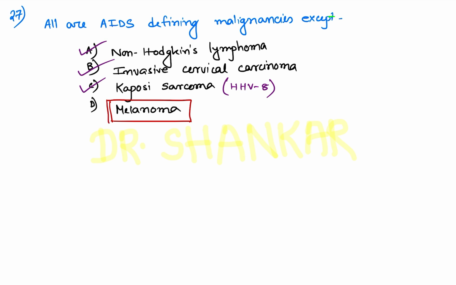This question was given from a very important table or chart in Harrison. You can follow Harrison's table of AIDS defining illnesses, where you can find the AIDS defining malignancies. The first three are included in that list, but melanoma is not included. So melanoma is not an AIDS defining malignancy. So the straight cut answer is melanoma.